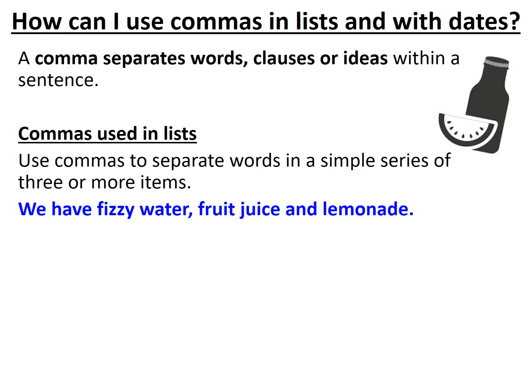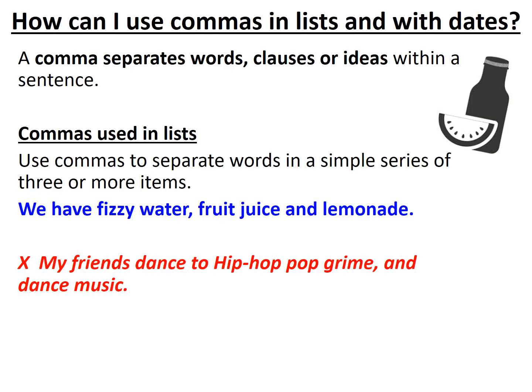Now let's look at a common mistake that many people make when using the idea of listing. My friends dance to hip hop, pop, grime, comma, and dance music. There are 2 big mistakes in the phrasing of this particular list. I don't know about you, but I've never heard of hip hop, pop, grime as one thing. When we fail to use commas in lists, we are not being clear to someone who doesn't know what we're talking about, exactly where each item ends and the next one begins. That is the function of a comma in a list. It makes it clear which item is which.